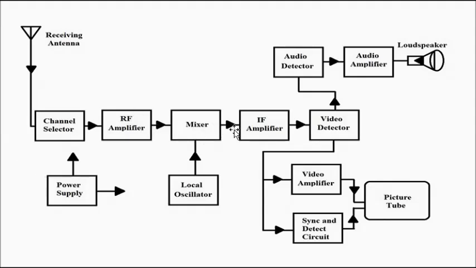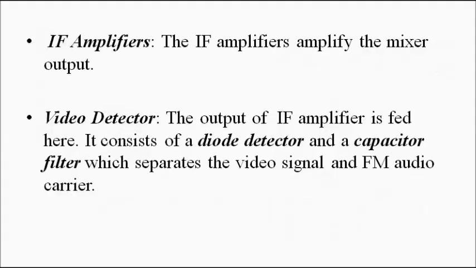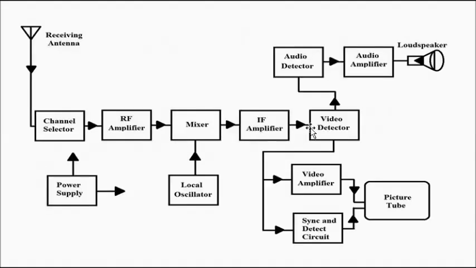Those signals, the intermediate frequency signals, are amplified by the IF amplifier. The IF amplifiers amplify the output of the mixer. That is simple. Then comes the video detector. Now the next task is to separate the video and the audio. Actually, both the carriers are sent at a time, so we have to extract the video and the audio, and their processing will happen separately.